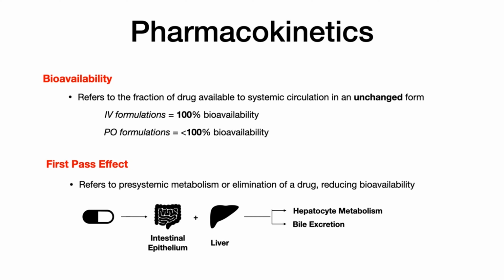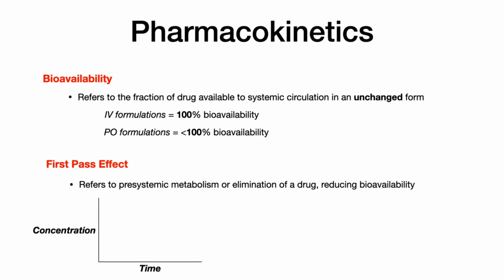So if you give somebody an IV formulation, they have 100% bioavailability, but if you give somebody an oral formulation, it goes through this first pass effect in the intestines and the liver, which changes the form of the drug, reducing its bioavailability. So if we look at a graph of drug concentration over time, we can show how oral versus IV formulations differ. Let's start with oral, and I will depict it with purple colors on this graph.